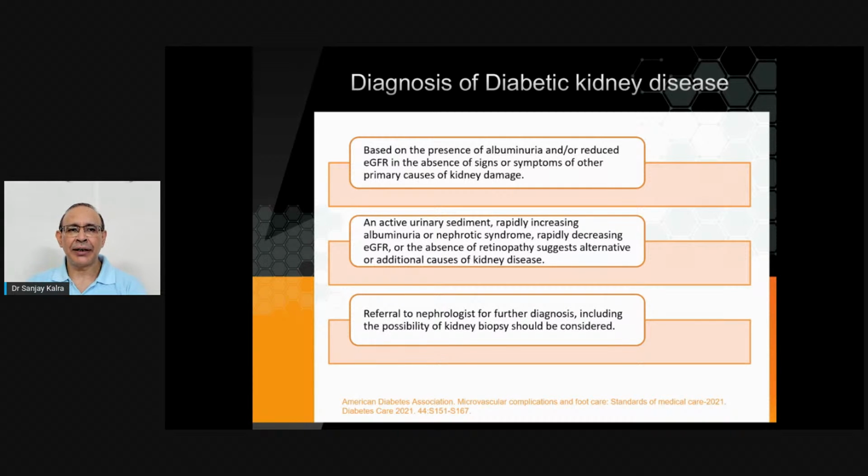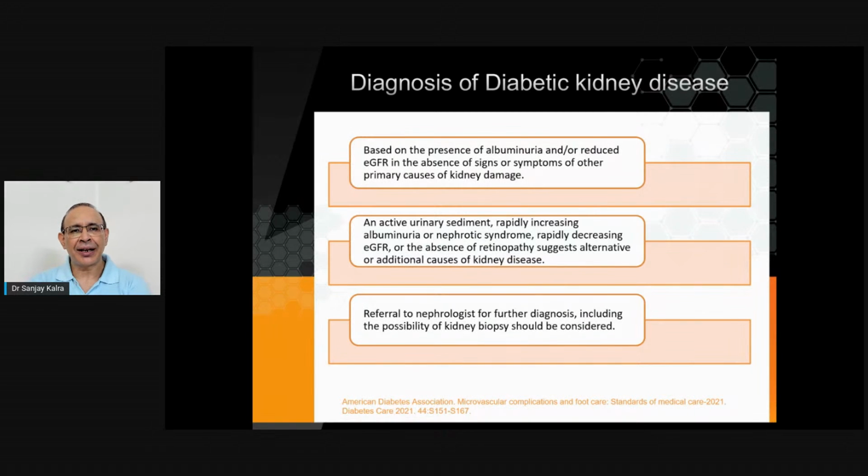We should also calculate EGFR, estimated glomerular filtration rate. EGFR is calculated with calculators, very easy, available online, you can use on your phone. And you need a serum creatinine from a good laboratory, from a standardized laboratory. So even if there is no sign or no symptom, if you can find albuminuria and or reduced EGFR, it means your patient has diabetic kidney disease. So we should begin treatment early.